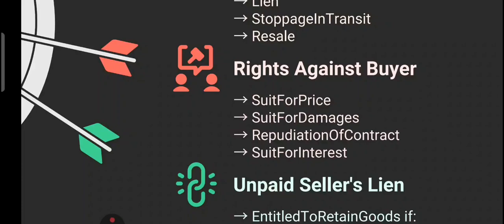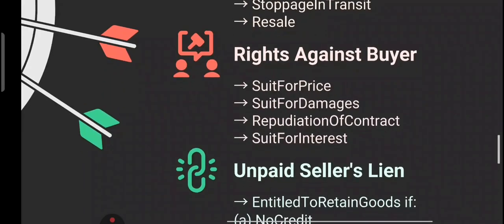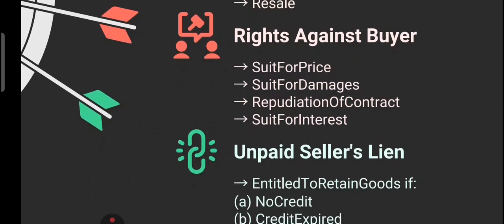Now rights against the buyer. If the payment is not made, the seller can take legal action against the buyer, like a suit for price, asking for the price of the goods in court; a suit for damages, claiming damages for the failure of payment; repudiation of the contract, which means the seller can cancel the contract; and also a suit for interest. Thus, if the seller has to wait for payment, they can claim interest.